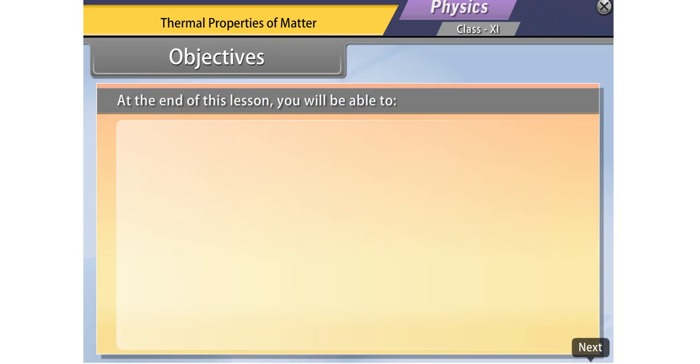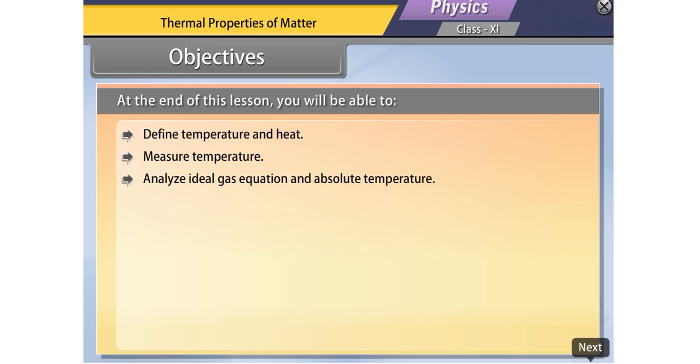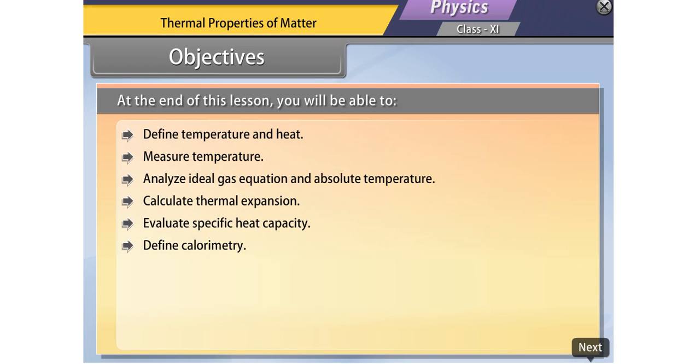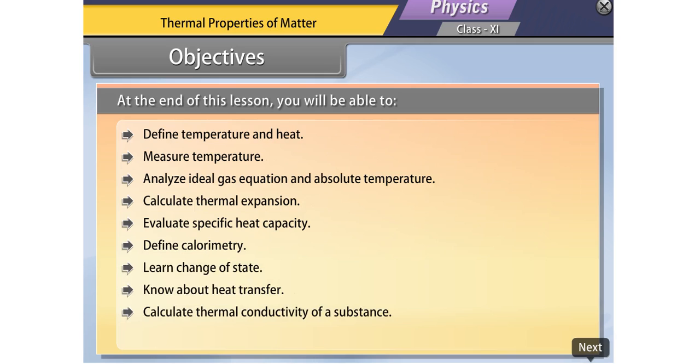At the end of this lesson, you will be able to define temperature and heat, measure temperature, analyze the ideal gas equation and absolute temperature, calculate thermal expansion, evaluate specific heat capacity, define calorimetry, learn change of state, know about heat transfer, calculate thermal conductivity of a substance, and define Newton's law of cooling.